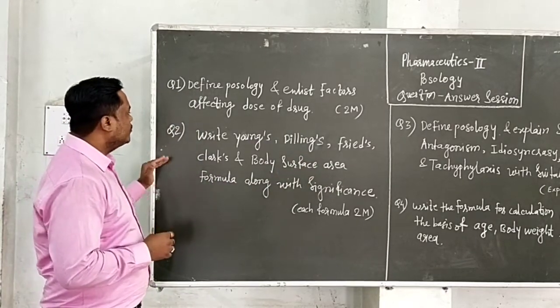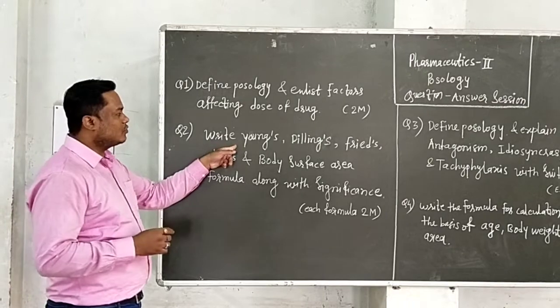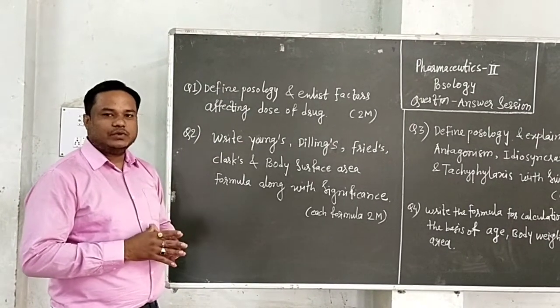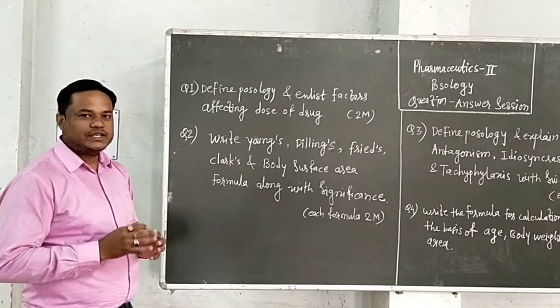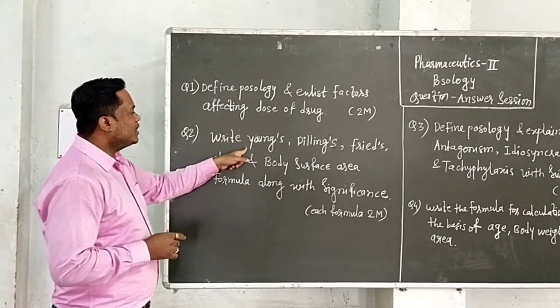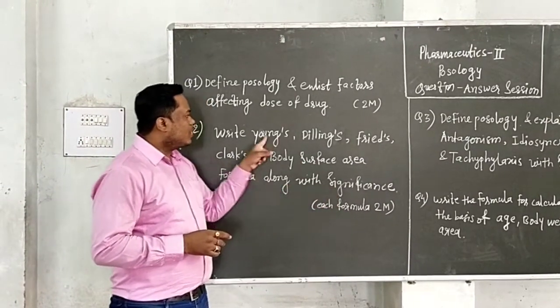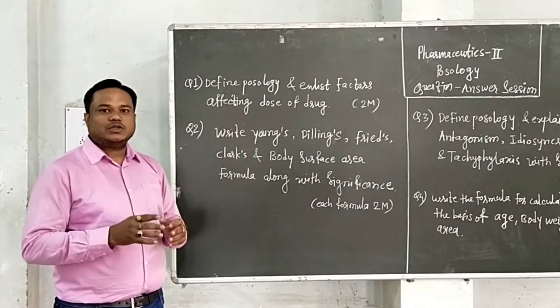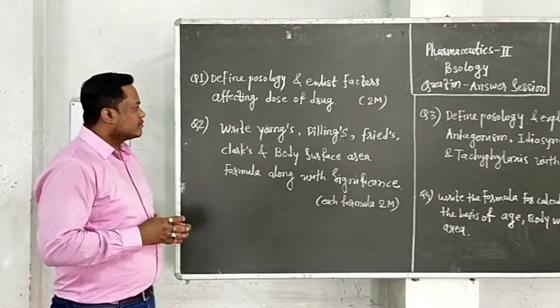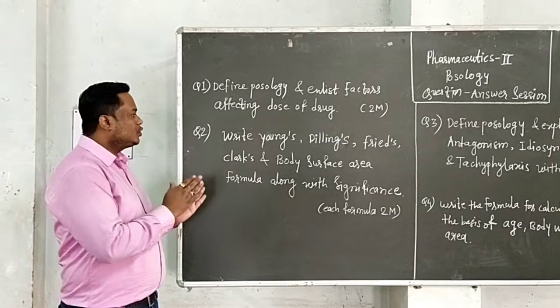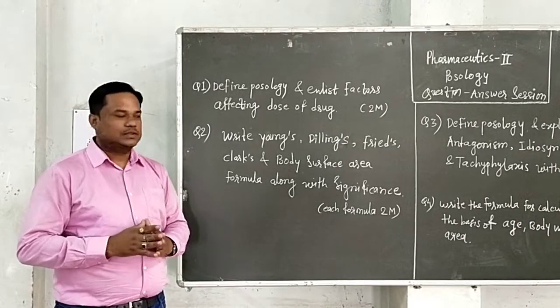Then one by one, we have to see the first, Young's formula. Young's formula: child dose equals age in years upon age in years plus 12 into adult dose. And what is the significance of this formula? This formula is used to calculate the dose for a child up to 12 years of age, meaning 2 years to 12 years of age.